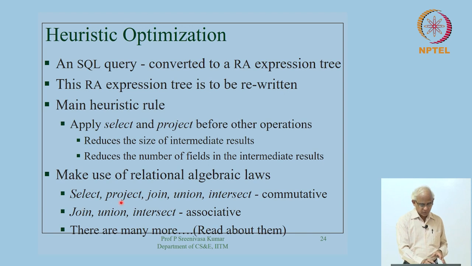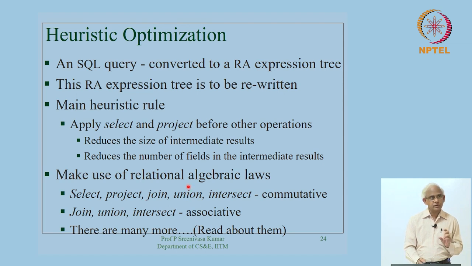For example, select, project, join, union, intersect, all of them are commutative operations. You can flip them around. They will give the same result. If two selects have to be applied, then you can apply them in any order. Two projects have to be applied, you can do them in any order. So A join B is the same as B join A, right? So all those properties are there.